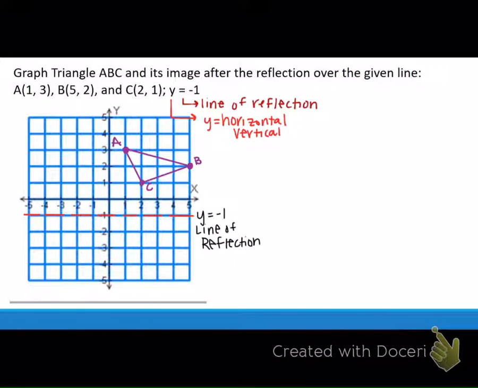Which one is it, Hannah? Thank you. So it goes 1, 2, 3, 4. So how many past the line do you think we should go? 4. 1, 2, 3, 4. It's reflected in the exact same position then.